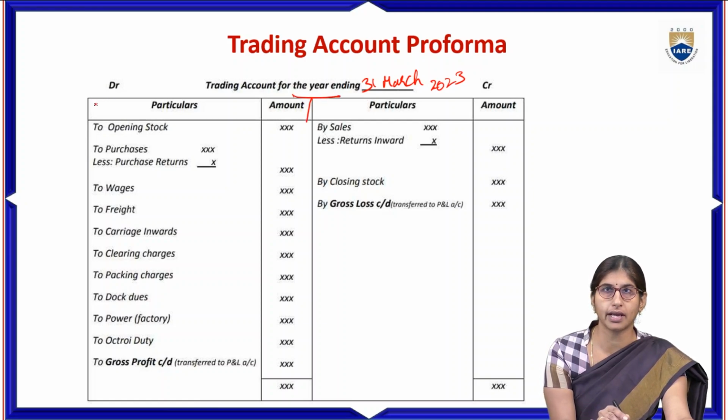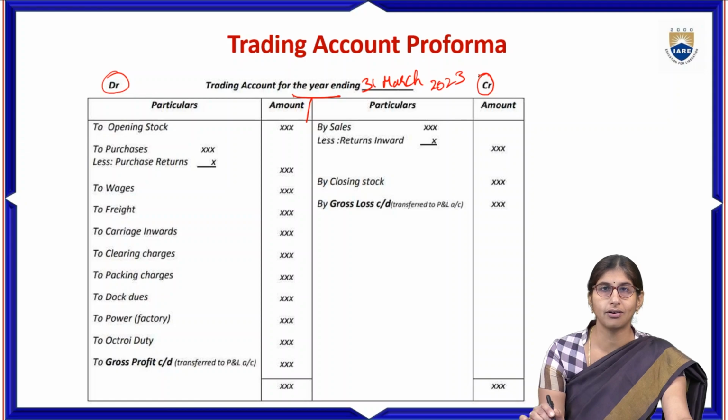All the left hand side, we call it the debit side. So we are going to write a DR on the top of the left side, and we are going to write a CR on the right side corner, so that it indicates that the right hand side particulars and amount columns are covered under the credit side.